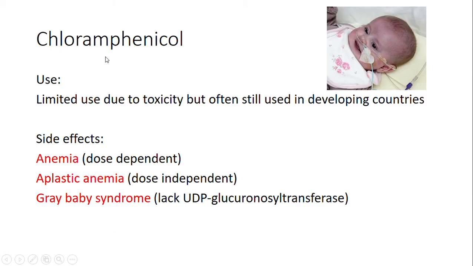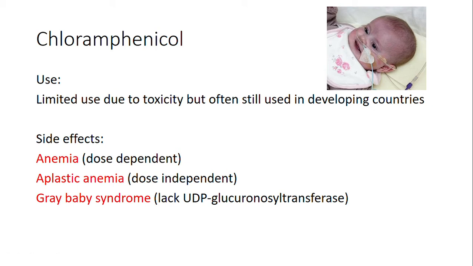Moving to chloramphenicol. Now it's limited in use because it's very toxic, but still it's used in the developing countries since it has a low cost. The side effects: anemia, which is dose dependent. So as the dose increases, there is more bone marrow suppression and more anemia. The second side effect we cannot predict with the dose, so it's dose independent, which is aplastic anemia. Lastly, gray baby syndrome in premature infants.